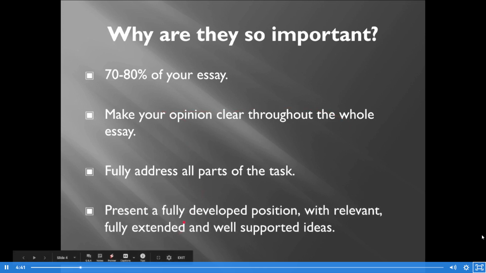So these 3 bullet points come directly from the official marking criteria. So what we do is we take the marking criteria and then we show you how to satisfy these marking criteria in practice.